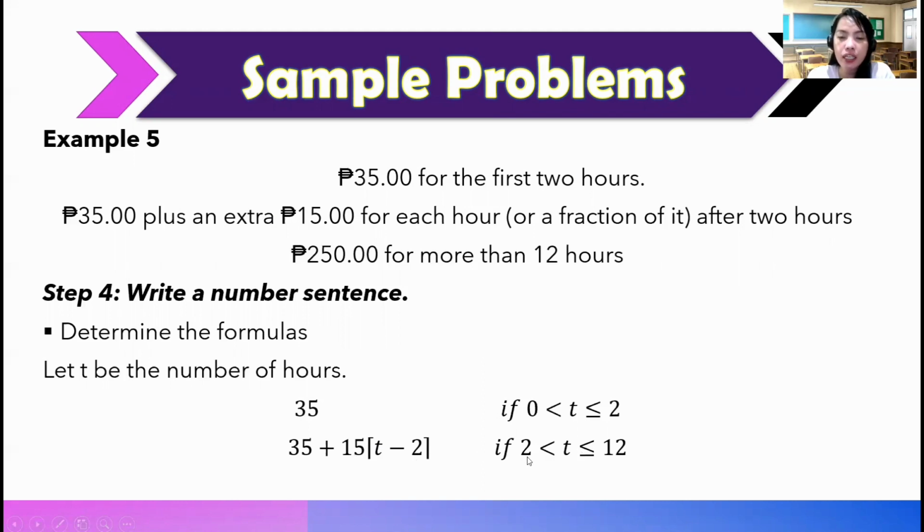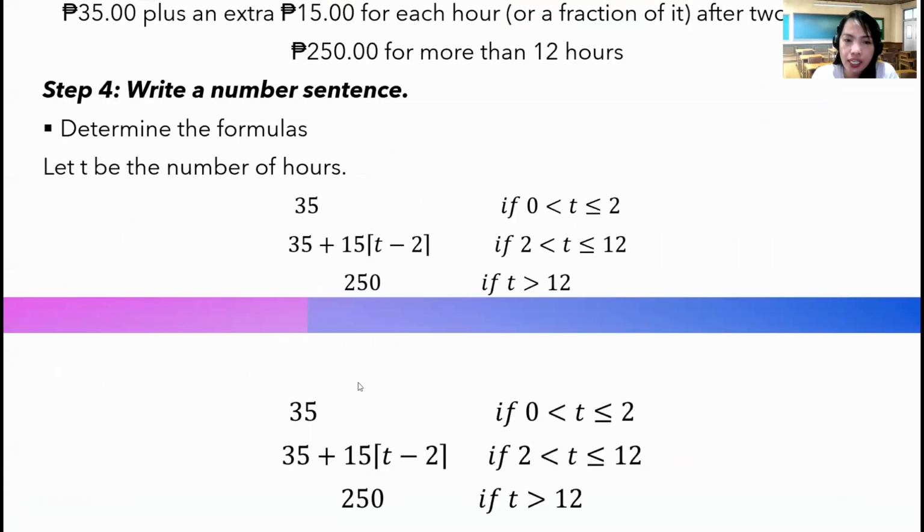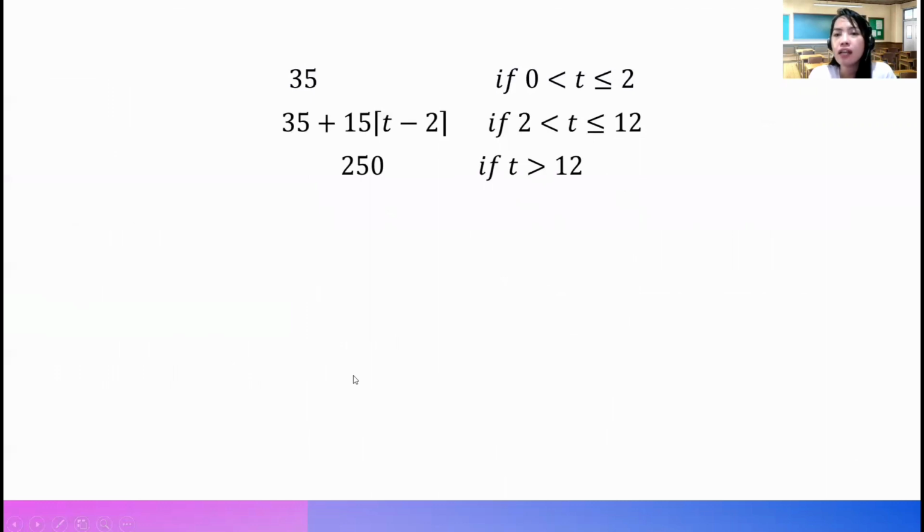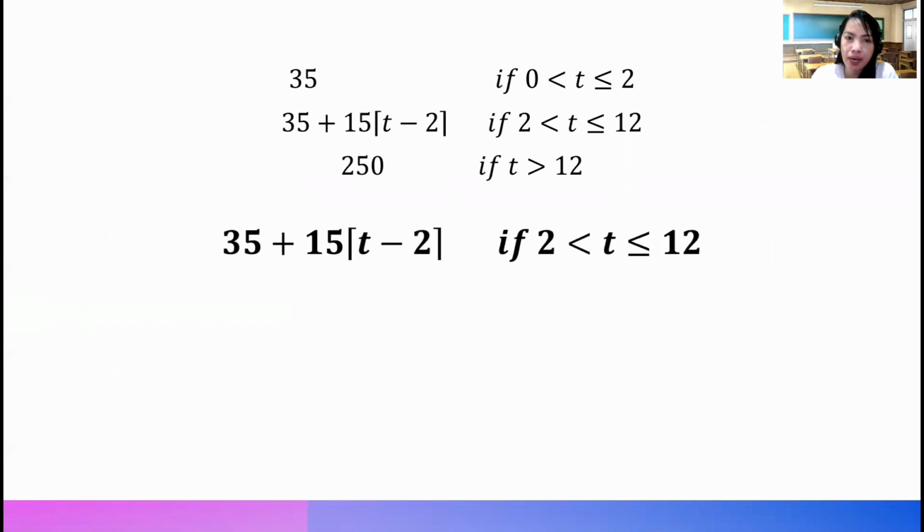The interval of that is 2 less than T less than or equal to 12. Within this interval, ang pagbayad, ito na yung formula. Again, this one is a symbol for ceiling function. Bakit T minus 2? T minus 2 para malaman mo yung excess sa 2 hours. 250, that is the parking fee kung lalagpas ka na sa 12. Say for example, 12 hours and 10 minutes, 250 pesos na siya ang ibabayad mo.